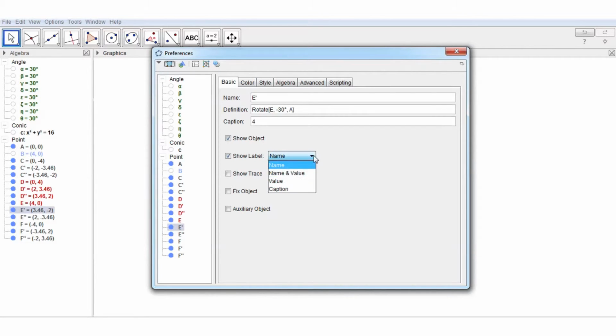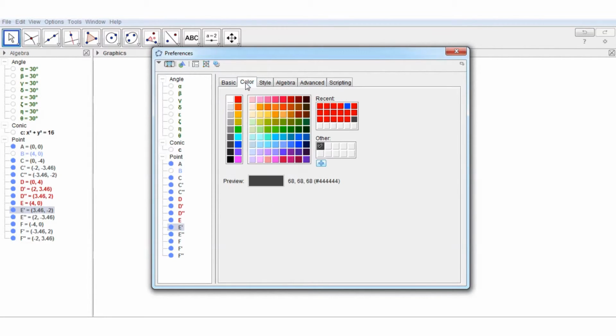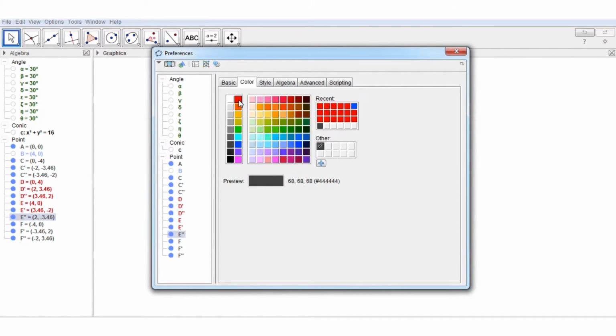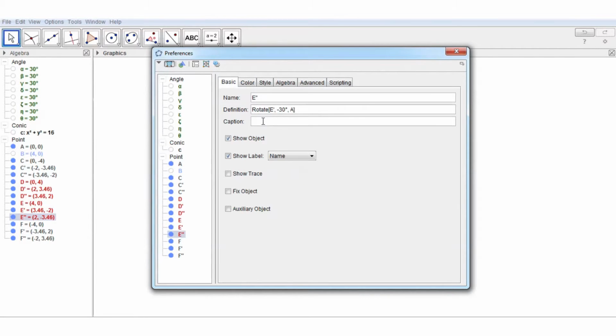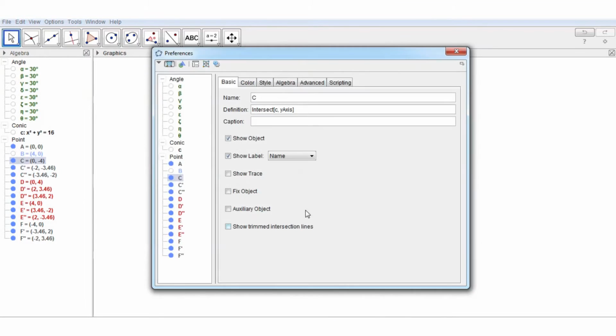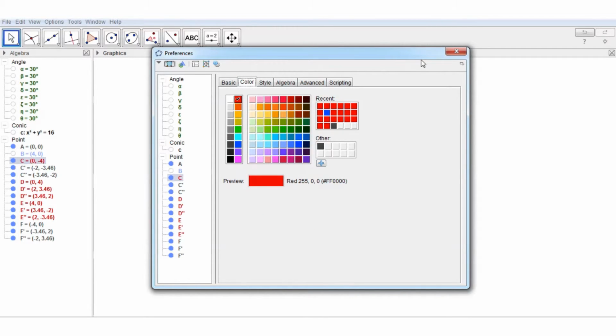Four. Name and caption. Color red. Same procedure for other points. Name and captions. Six. Captions. Five.